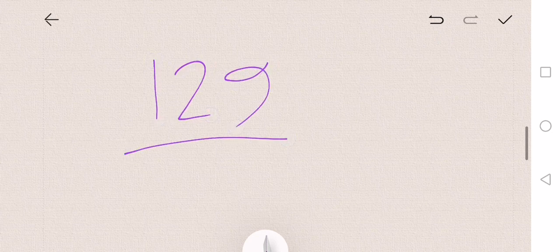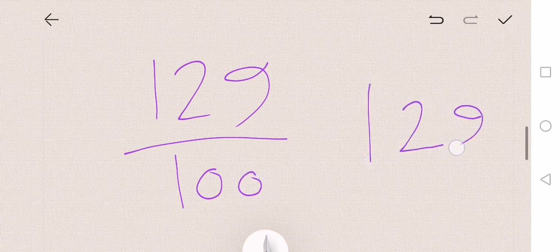Okay, now what if there's, let's say, 129, but now there's not one zero, there are two zeros? Don't worry, just write down the number first. How many zeros are there? 1 and 2. From the right hand side, ignore the two numbers and just put a dot after that.